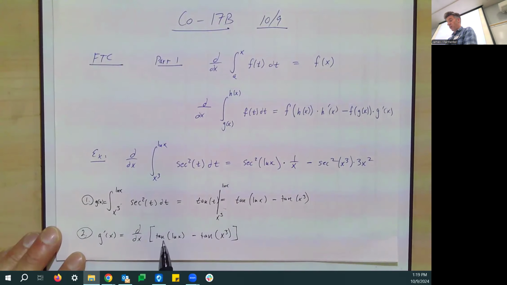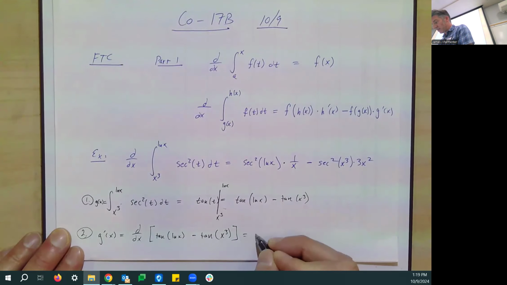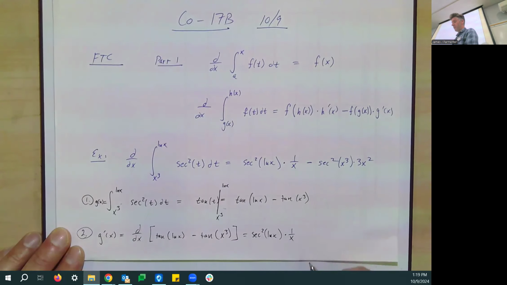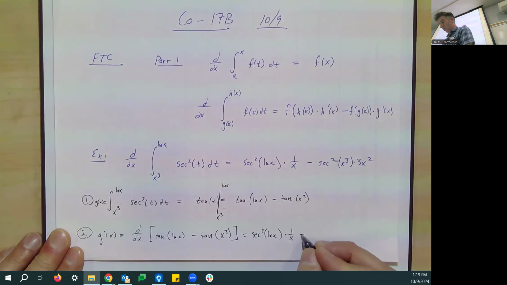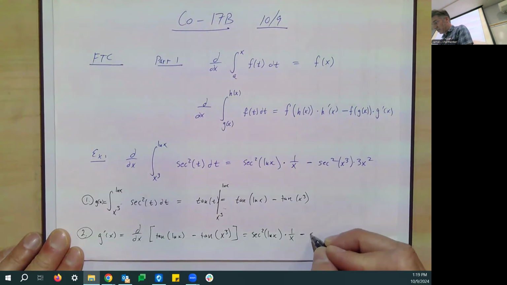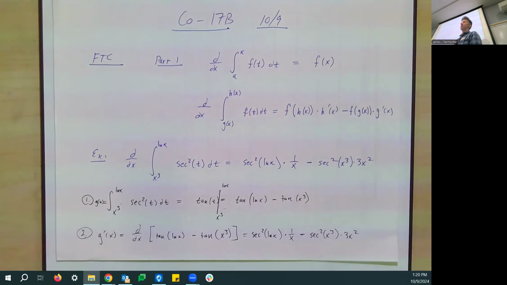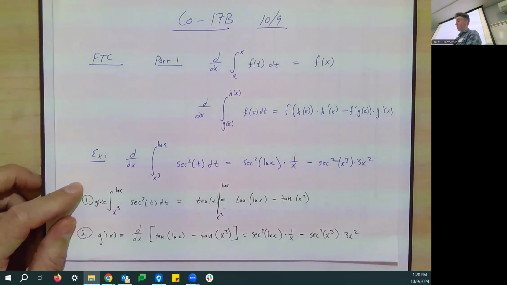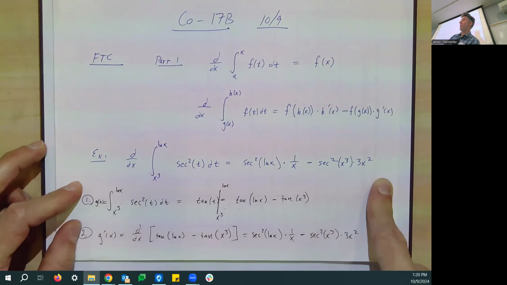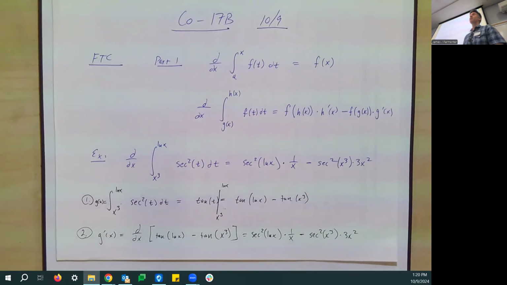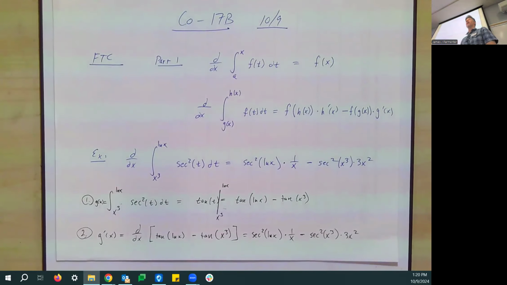Unsurprisingly, the derivative of tangent of some stuff is secant squared of that stuff multiplied by the derivative of the inside stuff, minus the derivative of tangent of x cubed, which is secant squared of x cubed times the derivative of x cubed. The same exact answer. That's the whole point of doing it both these ways, is to see that whether you do it the long way or you do it using the fundamental theorem of calculus part one way, you get the same result. So why would you do it the long way? Also, sometimes you can't do it the long way because sometimes the function cannot be anti-differentiated. Questions about that?